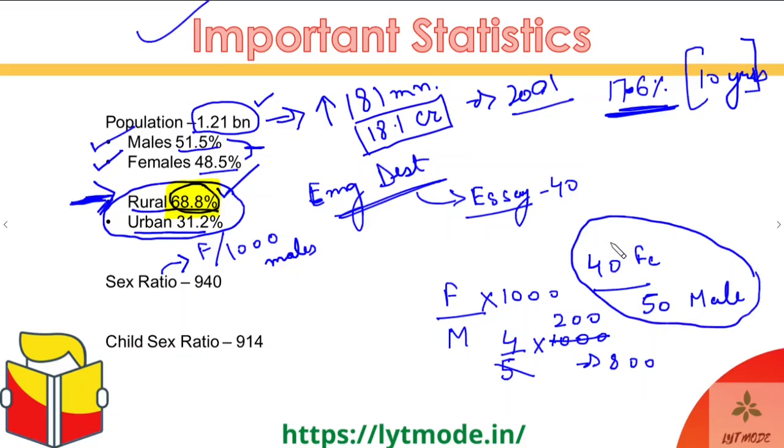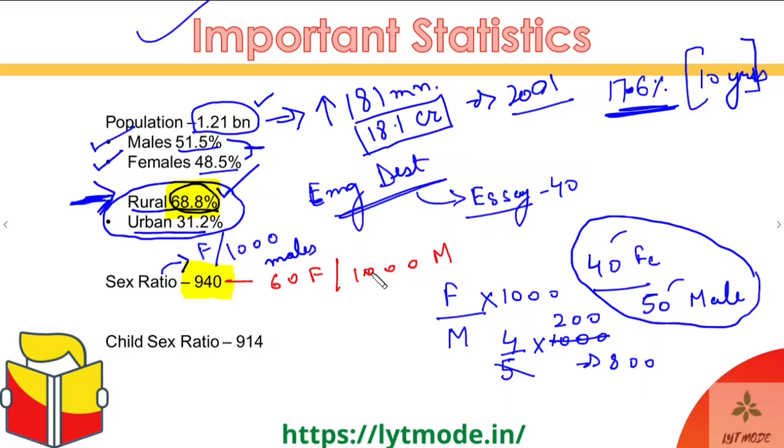So if there were 40 crore females and 50 crore males, what you would do is females upon males into 1,000. So females per 1,000 males. That is what the sex ratio is. And in India, the sex ratio as per the census 2011 was 940. So there are only 940 females per 1,000 males, which means there are 60 females per 1,000 males which are just missing.